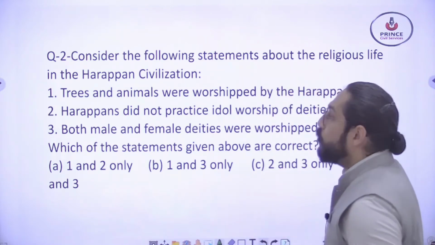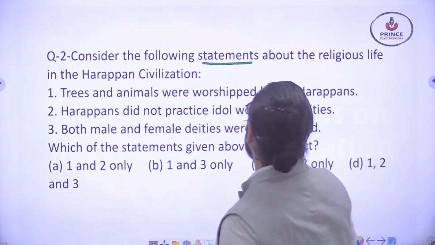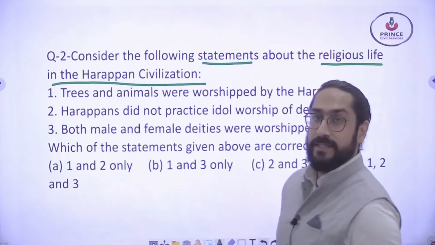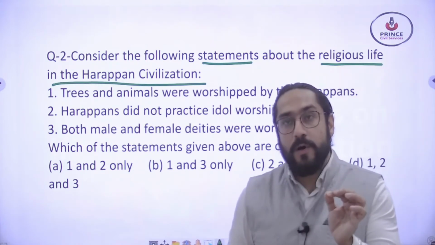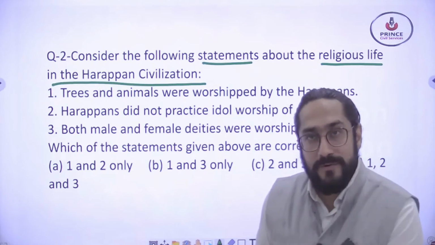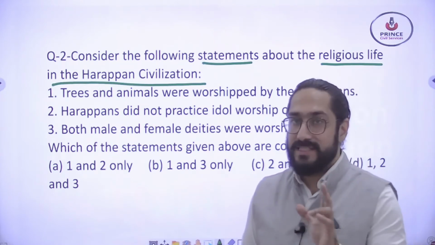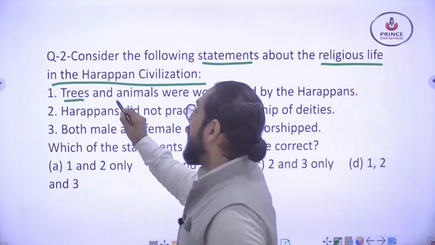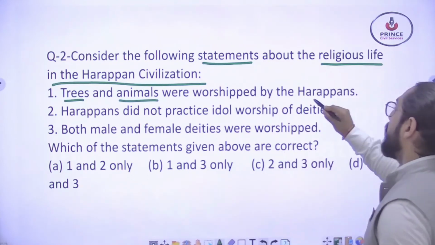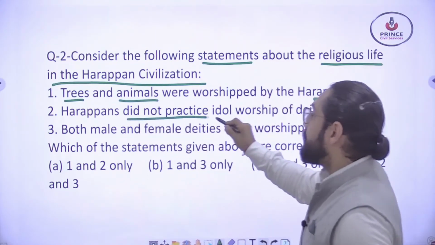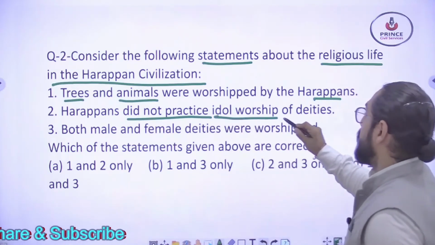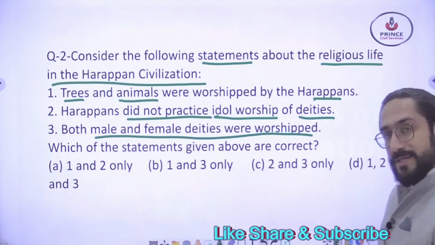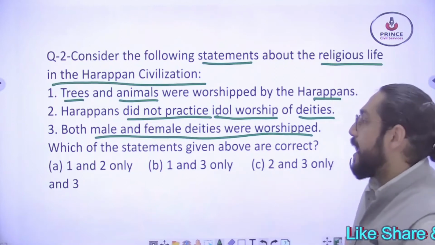Let's read question number 2. Consider the following statements about the religious life in the Harappan civilization. So this is a subtopic. What kind of gods they worshipped, what mode of worship was there. So this is a question regarding the religion of IVC. Statement number 1. Trees and animals were worshipped by the Harappans. 2. Harappans did not practice idol worship of deities. 3. Both male and female deities were worshipped. So pause the video, solve the question, and then look for the answer, explanation.